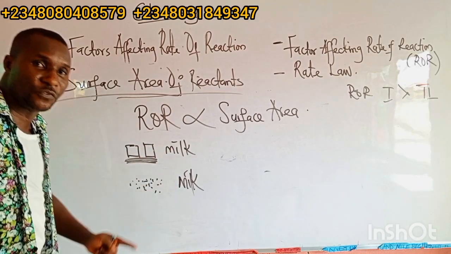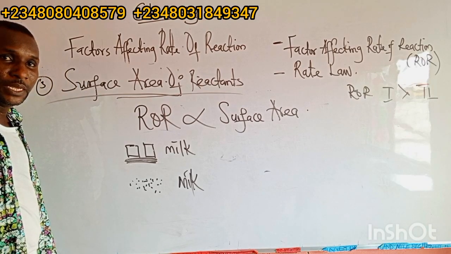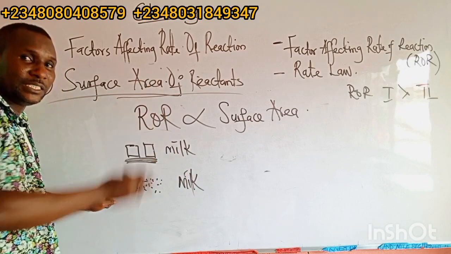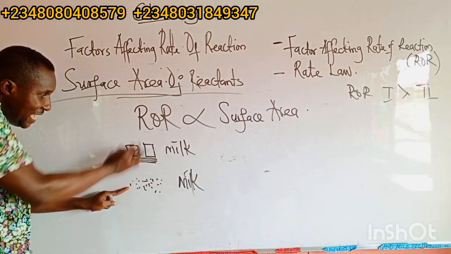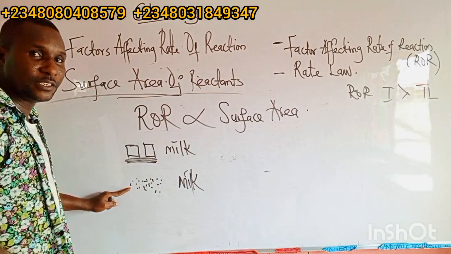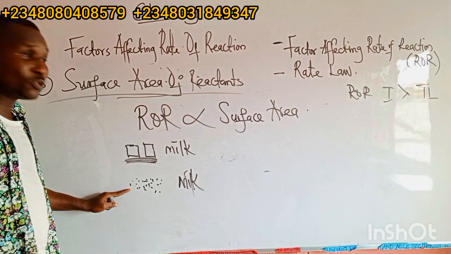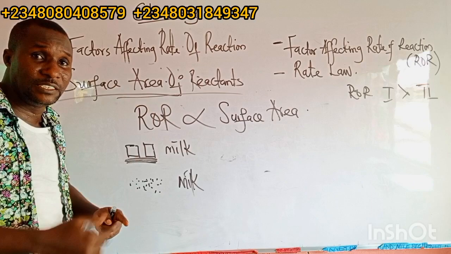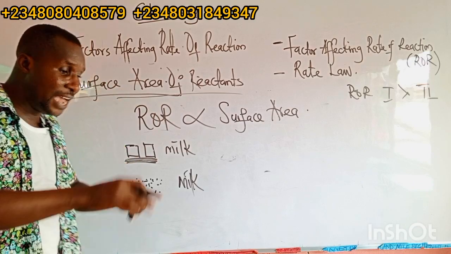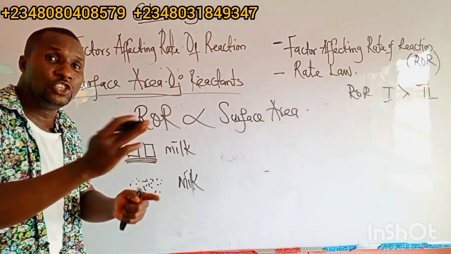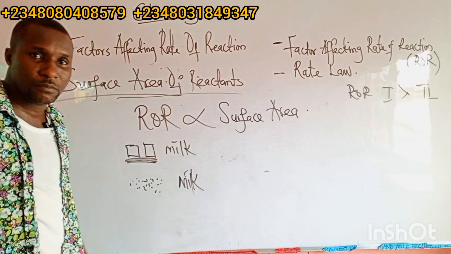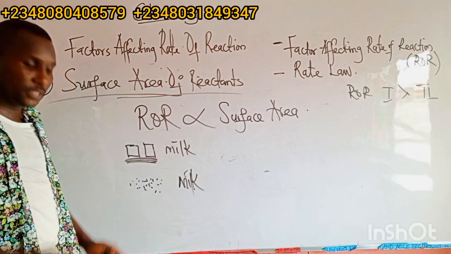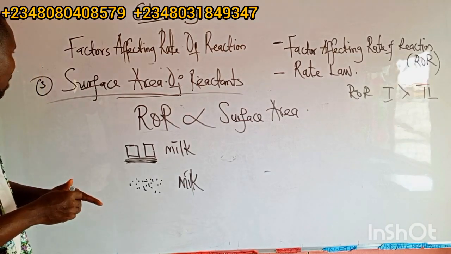By increasing the surface area, the rate of reaction, the rate at which this one will dissolve in milk, will be higher than this. Why? Because the surface area has been increased. That's why once the surface area increases, the rate of reaction increases. How can you increase the surface area? By breaking down the solid into powder. That means you've increased the surface area. Please take note of that. Let us go to another factor.